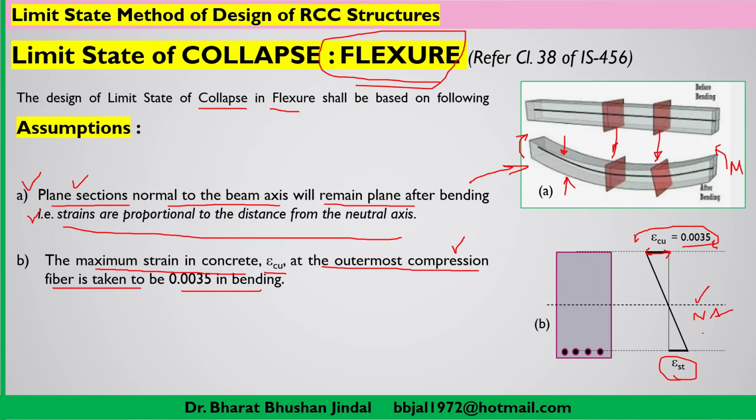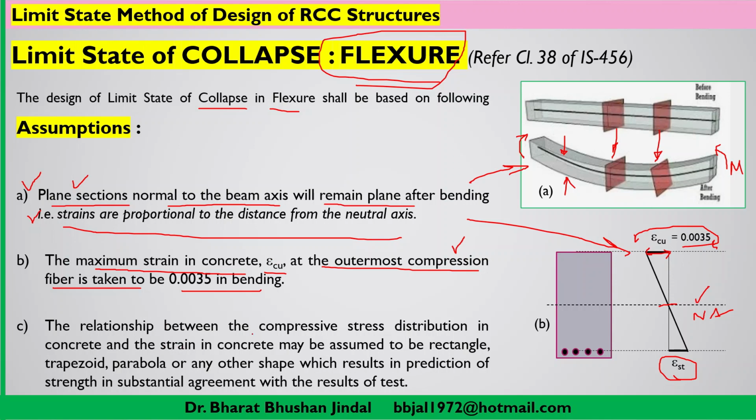Now you can see here the strain variation is linear. As you move from the neutral axis to any other fiber, to the topmost fiber, the graph is a straight line. So that means it is a linear variation. And it is so because of our first assumption that plane sections normal to the beam axis remain plane after bending. If this first assumption is not taken into account, then you can't use this strain graph for the RCC section. So to apply this graph and to make our calculation easy, we take the first assumption, and accordingly we can take the second assumption. So the second assumption is possible only when the first assumption is valid.